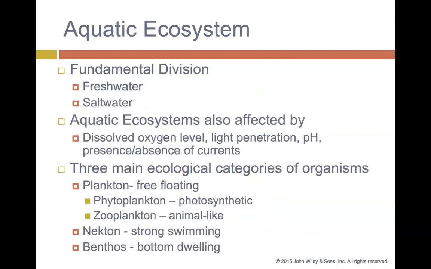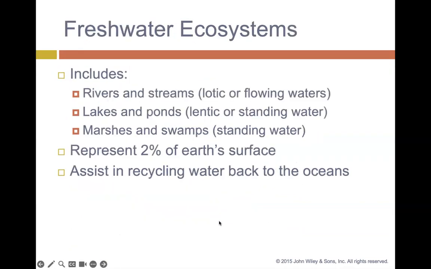Aquatic ecosystem, the fundamental division is freshwater versus marine, and they're further divided by dissolved oxygen levels, light penetration, pH, and the presence and absence of currents. And there's 3 main ecological categories of organisms: plankton, free floating, phytoplankton, which use photosynthesis, zooplankton, which are more animal-like, nekton, which are strong swimming, and then benthos, which are bottom dwelling.